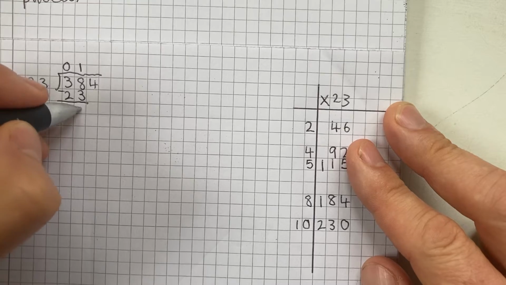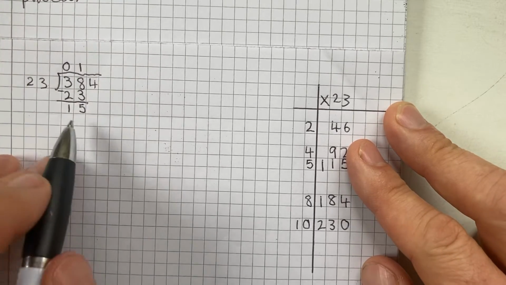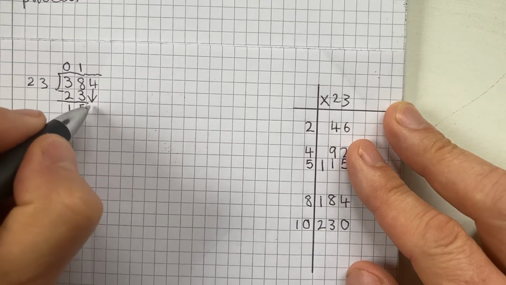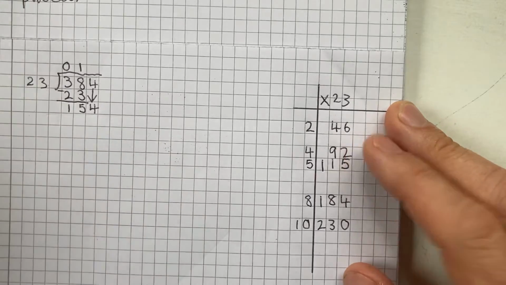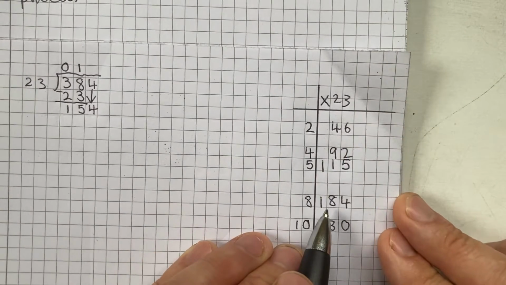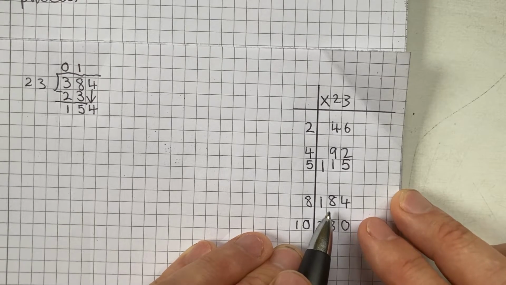8 minus 3 is 5. 3 minus 2 is 1. So I have a remainder of 15. And just like in the other division methods, I bring down the next digit. 154. Okay, I can see over here in my multiples chart I've got 8 23s are 184.